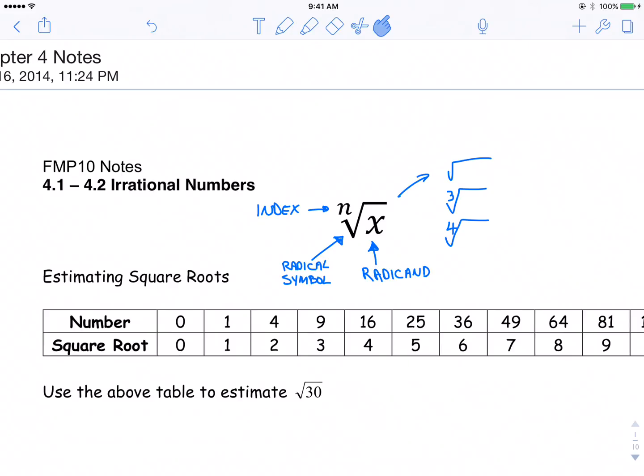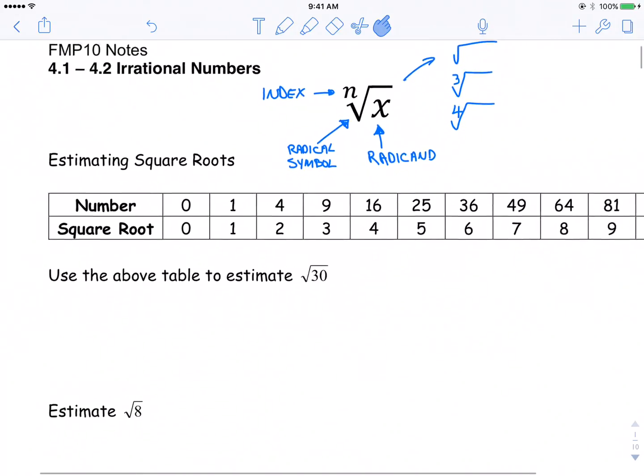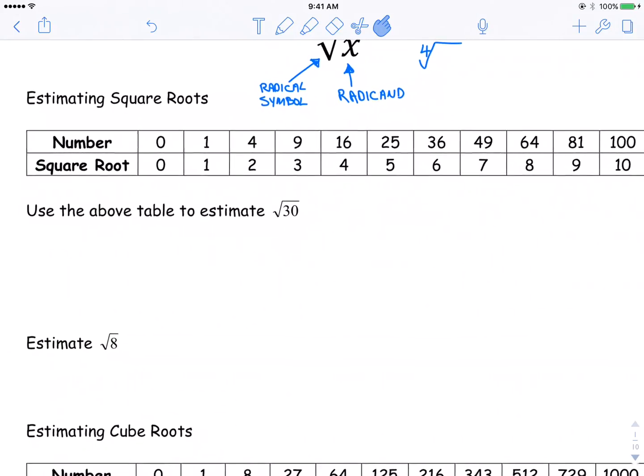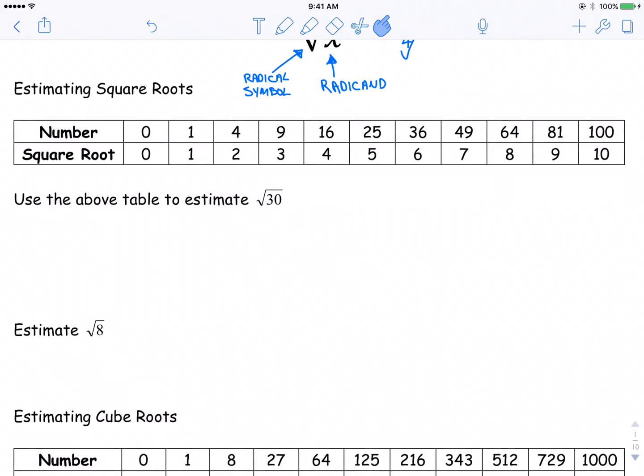around playing with radicals. Before we get there, though, just a quick look at how to estimate square roots and cube roots using knowledge that you should have a fairly good idea about. In this case, if we're looking at square roots, we use our knowledge of perfect squares to estimate the square root of a number that isn't a perfect square.